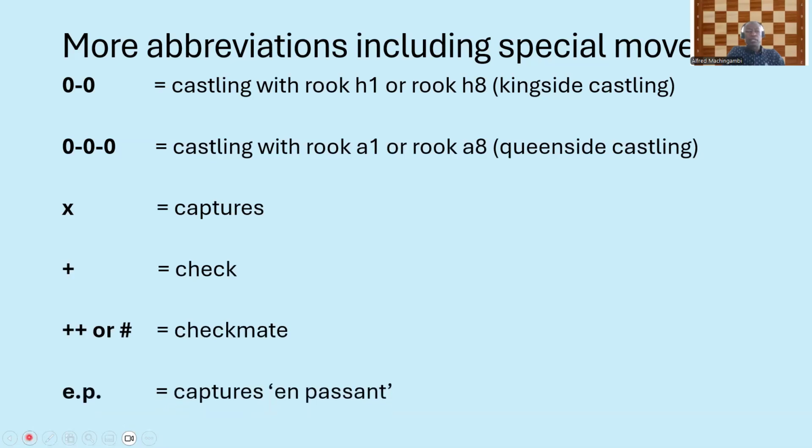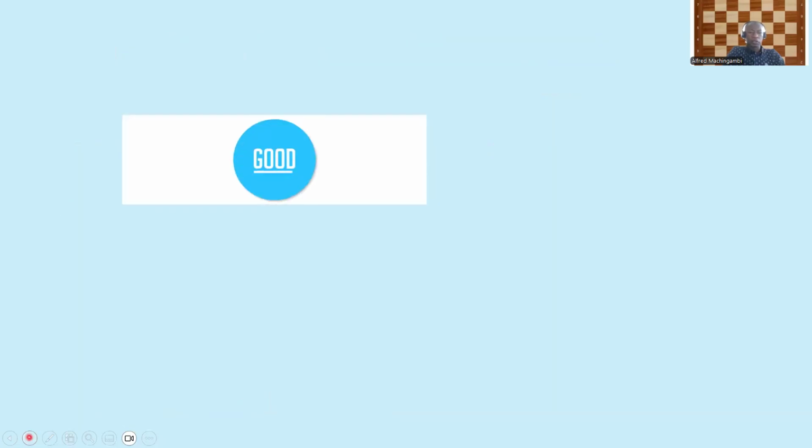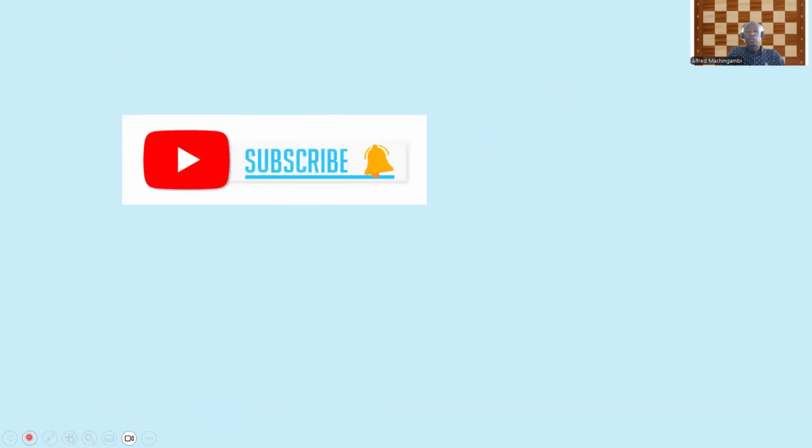Then we have en passant. En passant is a borrowed English word, borrowed from French, which means capturing in a special way. And it is a pawn move. Right, we're going to dive into that at a later stage. Right, that's all I wanted to cover with you in this lesson.